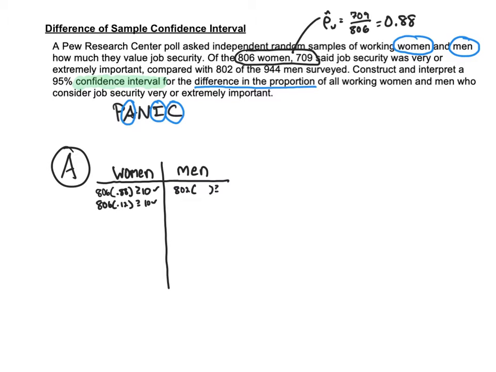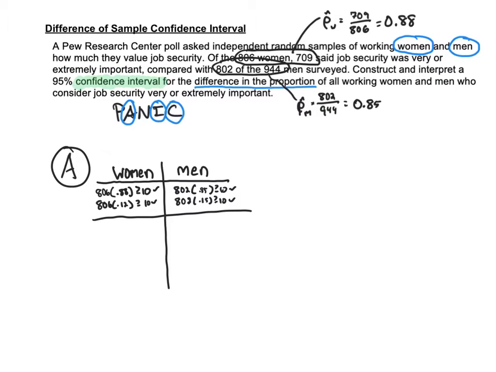802, all right, I'm going to have to do this one now. P hat men. And instead of calling it 1 and 2, I'm calling it M and W, right? It makes more sense to me to use M and W. All right, 802 over 944. So let's do it. 802 divided by 944. Let's call it 0.85. Is that greater than or equal to 10? Yep. 802 times 0.15. Is that greater than or equal to 10? Yep. Okay. There is our shape check.